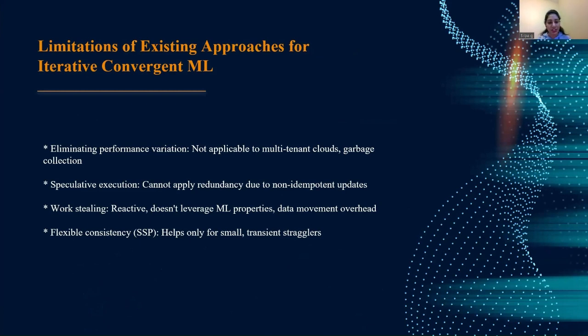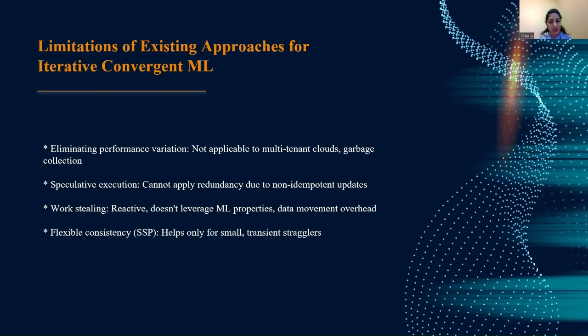And the next slide, limitations of existing approaches for iterative convergent machine learning. Eliminating performance variation: existing techniques struggle to handle performance variations in distributed environments and non-uniform resources, such as those found in multi-tenant clouds or due to garbage collection. And speculative execution can help mitigate straggler impact by running redundant tasks, but it is not suitable for machine learning algorithms with non-idempotent updates, which limits its applicability.